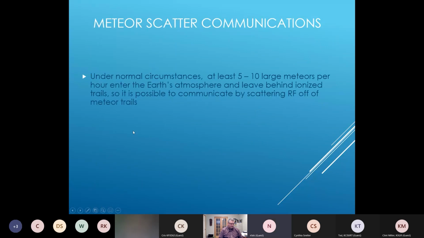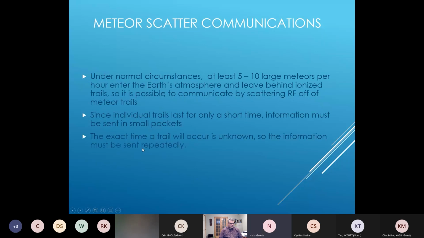Now we go to communications, and under normal circumstances, 5 to 10 large meteors enter the Earth's atmosphere and leave behind the ionized trail. As we saw before, individual trails last for only a short time, so we need to pack our information into small packets.